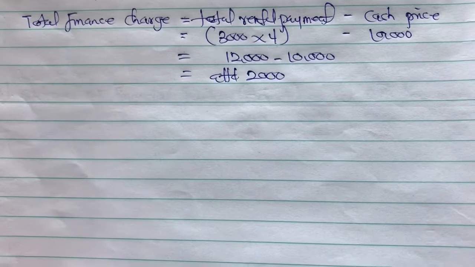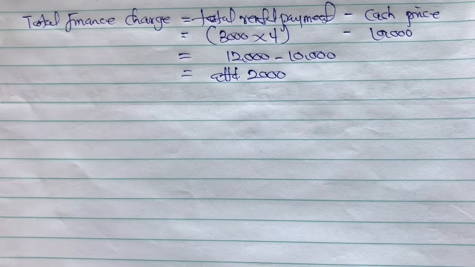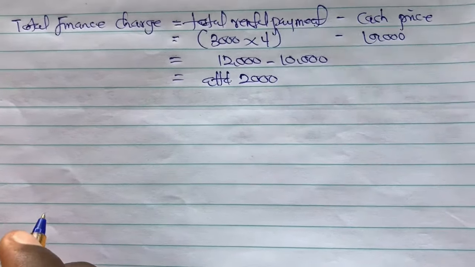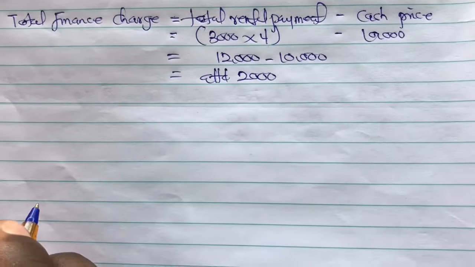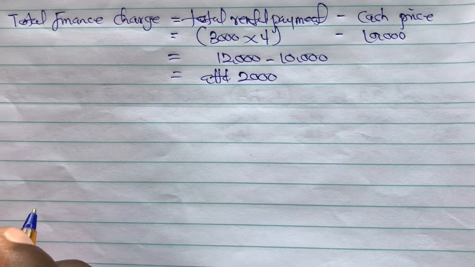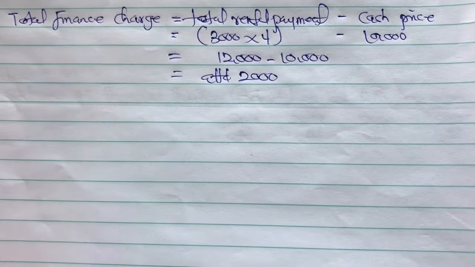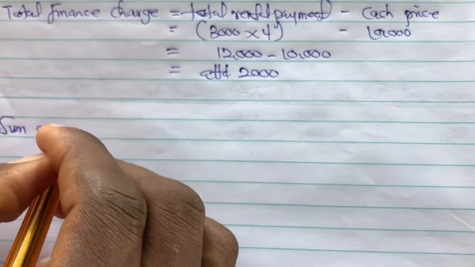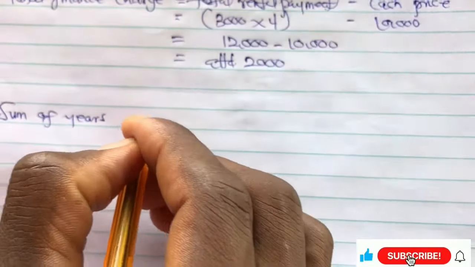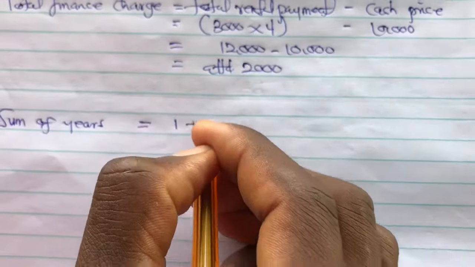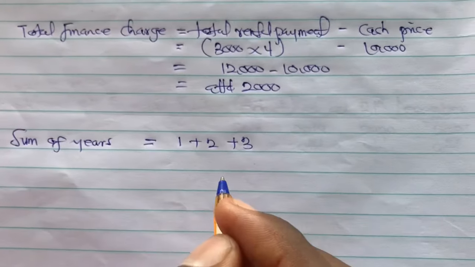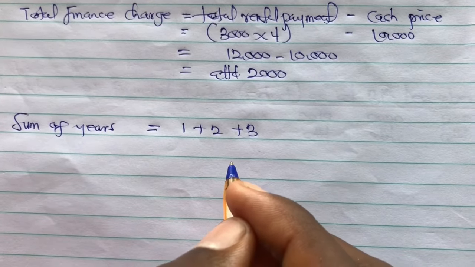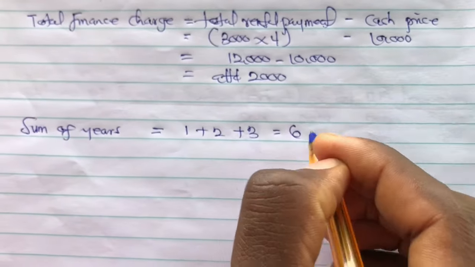Now, after determining the total finance charge for the 4 years, let's determine the yearly finance charge for the remaining 3 years, because payments are made in advance, and at the commencement date, that is 1st January 2018, payment has been made. So it is left with 3 different years for payment to be made. Because we are using the sum of years digits method, we consider the sum of years. That is going to give us the first year, the second year, and the third year. Because payment has been made in advance, we consider only 3 different payment periods. So that is going to give us 6 years.